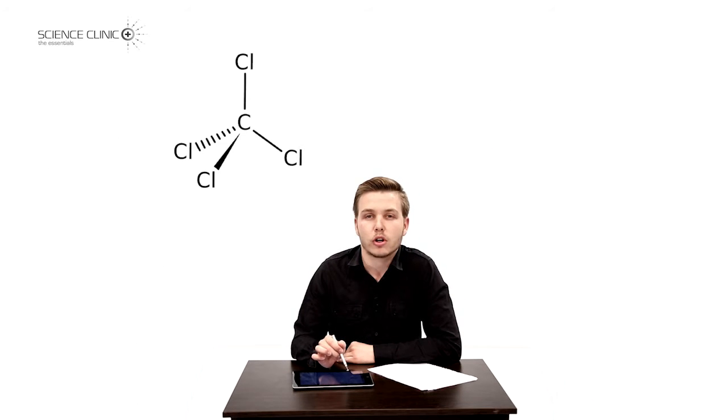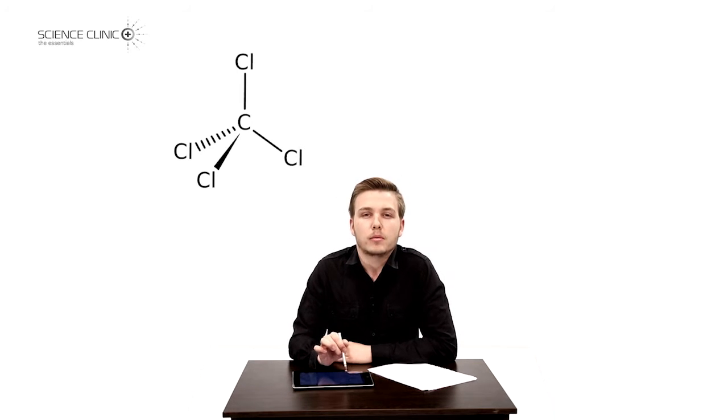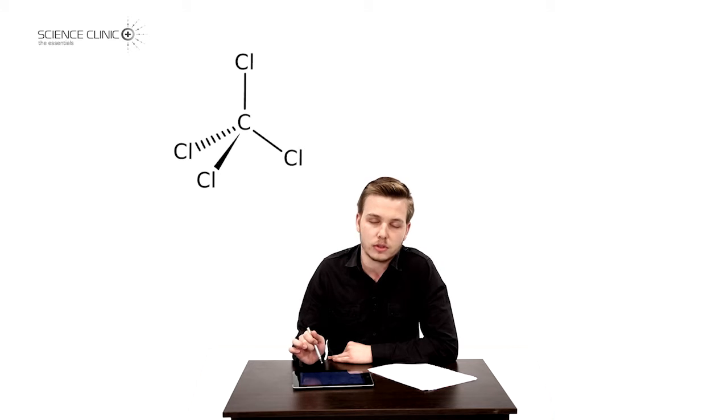We are asked to draw the Lewis structure for the carbon tetrachloride and indicate the octet rule for each atom with circles. Now every element would like to be surrounded by 8 electrons because then it has a full outer energy level. So that's what the octet rule is telling us.